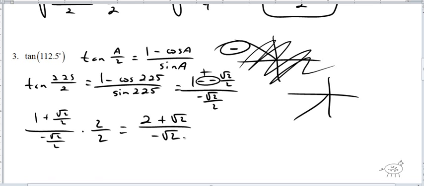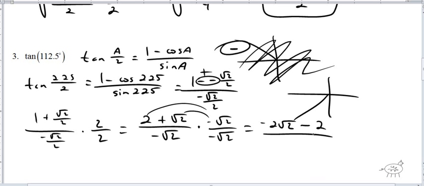Now I need to rationalize by multiplying the top and the bottom by, and I want the negative out of there too, so negative root 2 over negative root 2. So I distribute that to both those terms. I get negative 2 root 2 minus root 2 times root 2, which is just 2, over, if I multiply that out, I get 2.